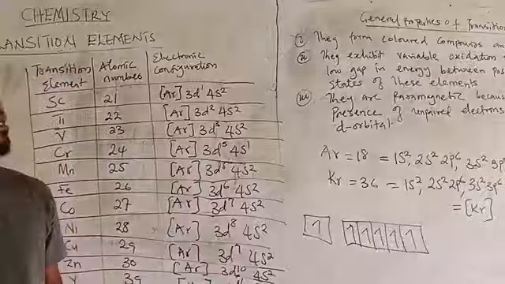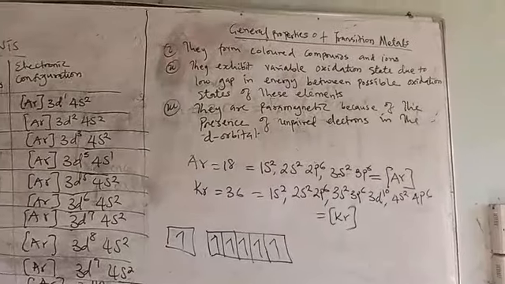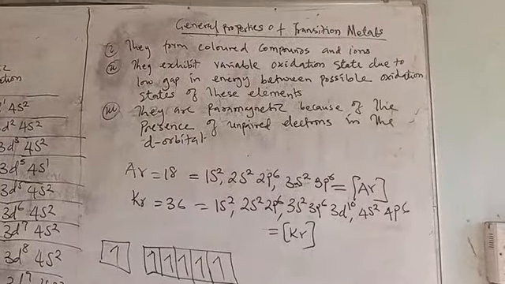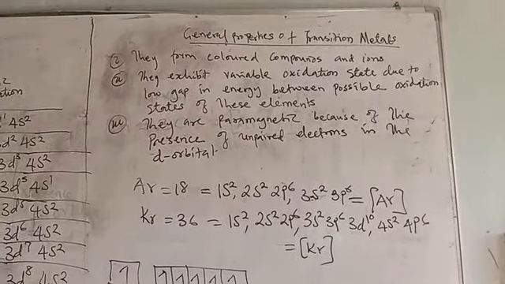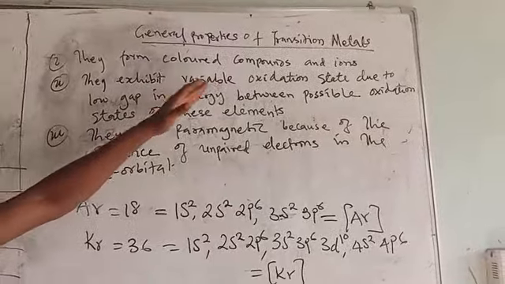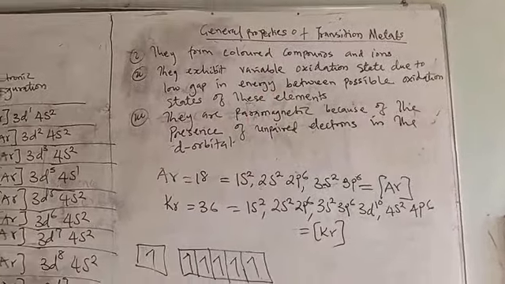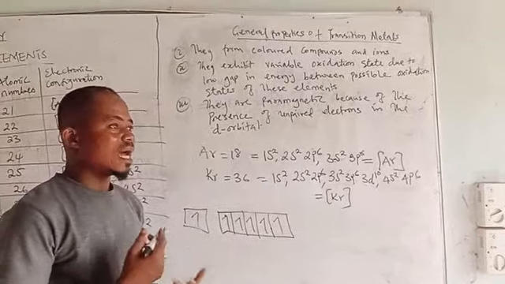Now, let's look at the general properties of transition metals. I'll be looking at just a few. Just three of them. There are a whole lot of properties, just three that are very basic. One, they form colored compounds and ions. Transition compounds form what? Colored compounds and ions.